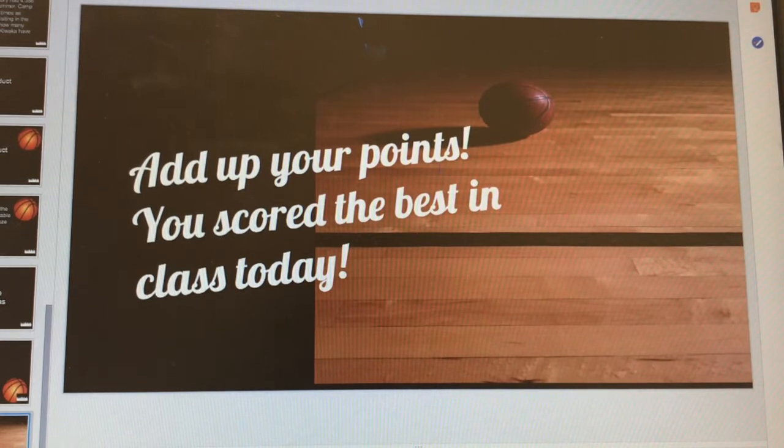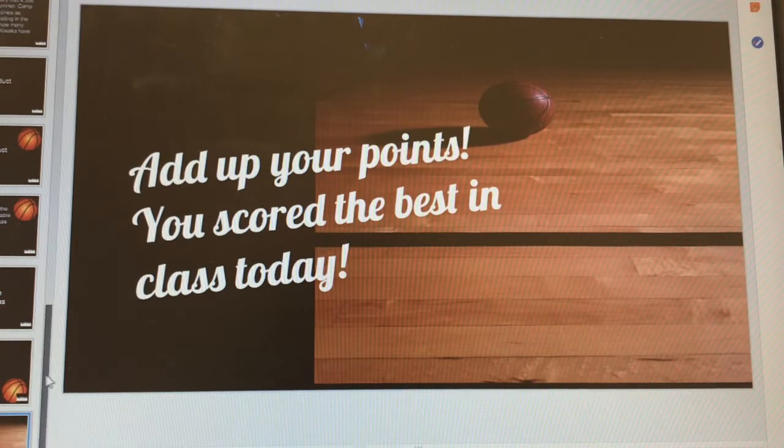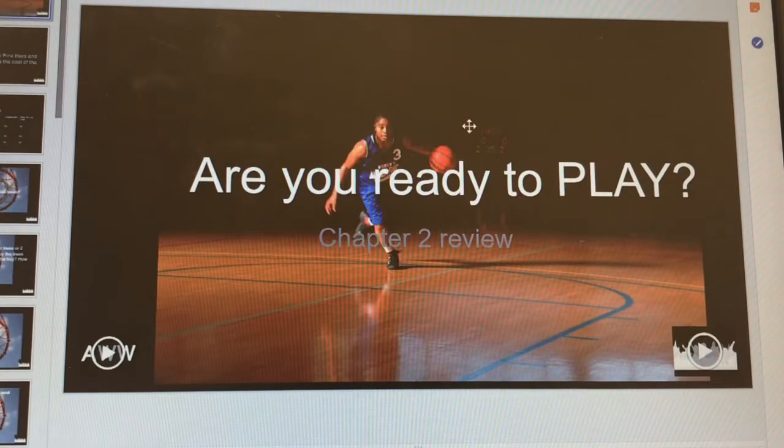And I will have them add up their points, and you scored the best in class today. So I probably will have 4 groups because I only have 12 students today. So that's a perfect, actually 3 or 4 groups. And then they'll add up all their points, and then they'll get the best score in the class today. So I might give them an incentive of an extra 5 minutes of recess or extra time on the computer. We will see. But the intention is for my students to really be able to ace this chapter 2 review. I'm hoping this test goes really well.